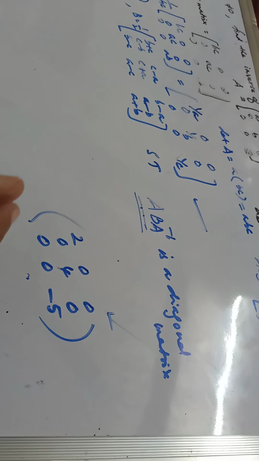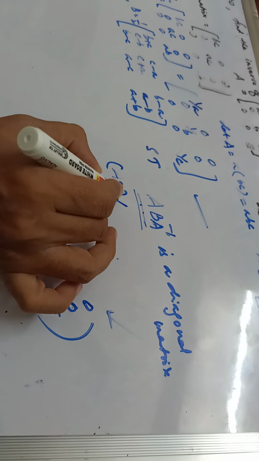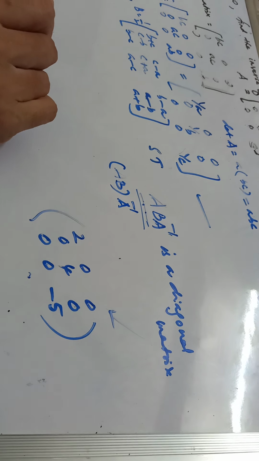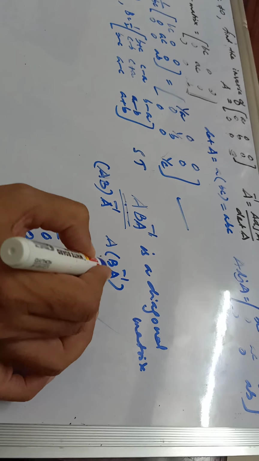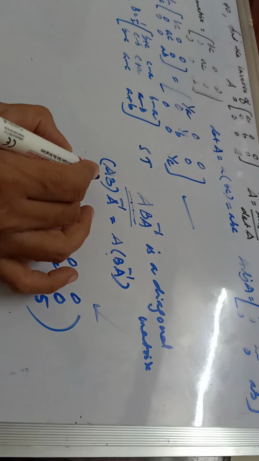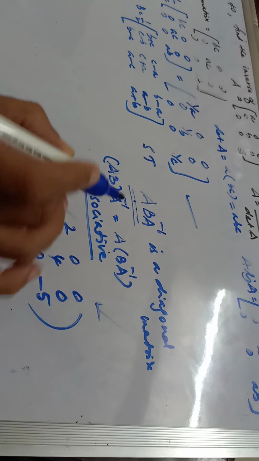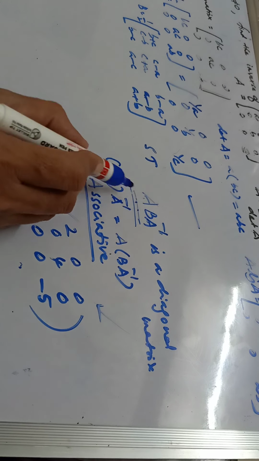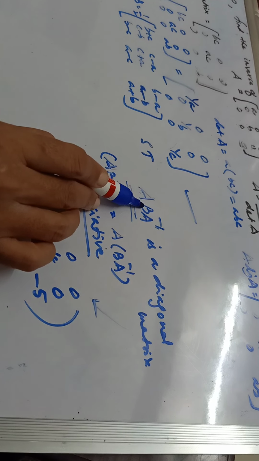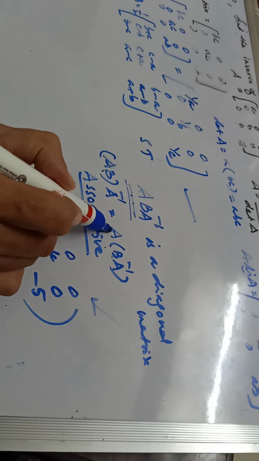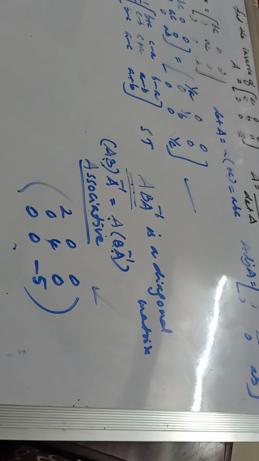Here matrix multiplication is not commutative, but it is associative. So AB into A inverse can be written as AB into A inverse. This is also equal to A into BA inverse. Both are same. This is called associative property. The product of the first two can be found first, and that product can be multiplied with the third one. Otherwise, find the product of second and third and multiply the first matrix with that product. You will get the same result anyhow. This is called associative property.